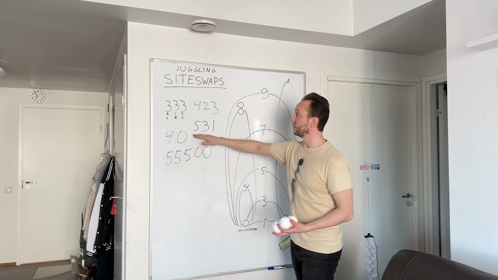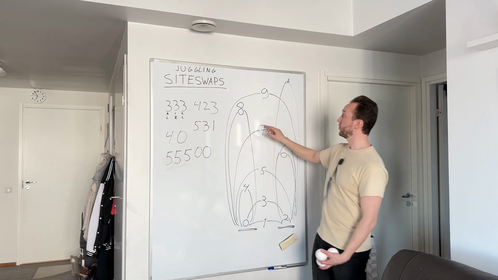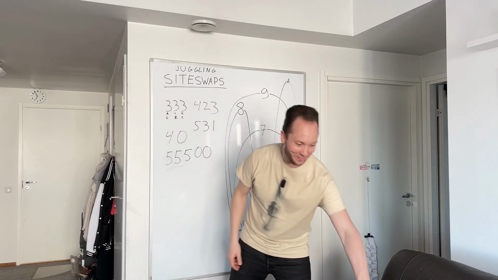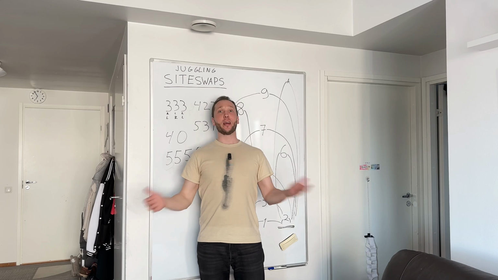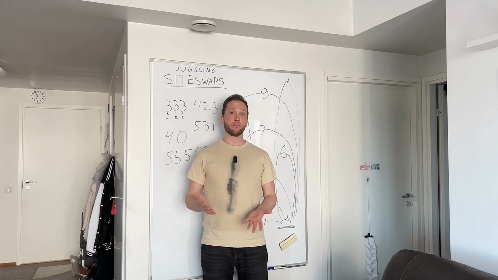You can write it short like this, or you can just write 5, 3, 1, 5, 3, 1, and just keep on going. All right? So yeah, that is the basic idea of what side swaps are.